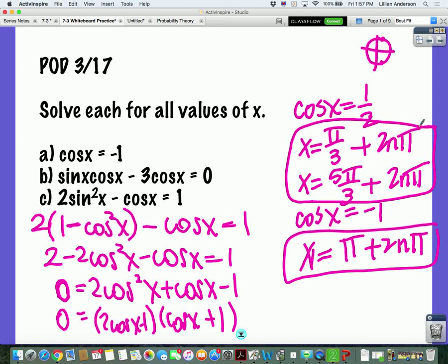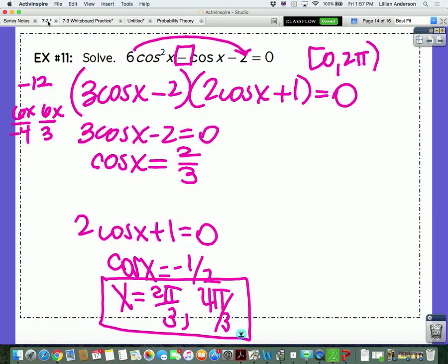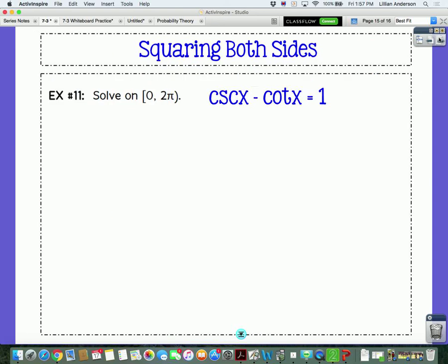Alright, let's look at the last 2 examples going back to your notes. The last method, as I explained the other day, is the method that you would use when you can't do any other method. It's kind of like changing everything to sines and cosines when you can't do anything else. This is squaring both sides. That's the technique, the strategy.